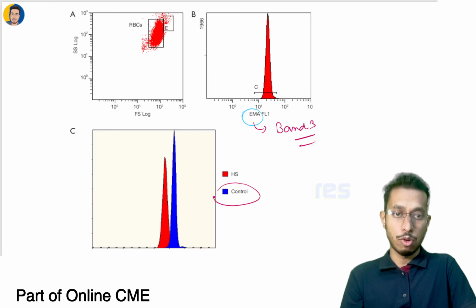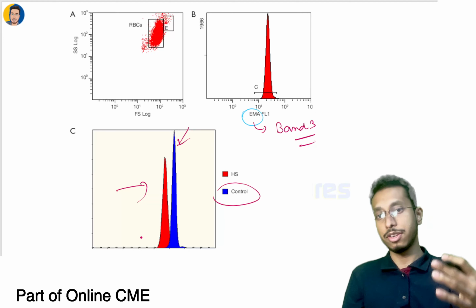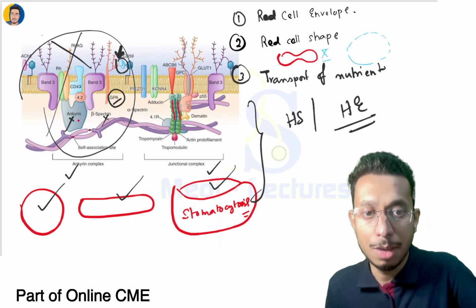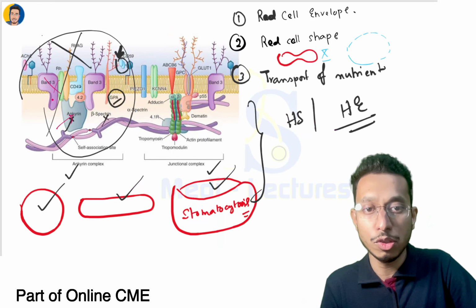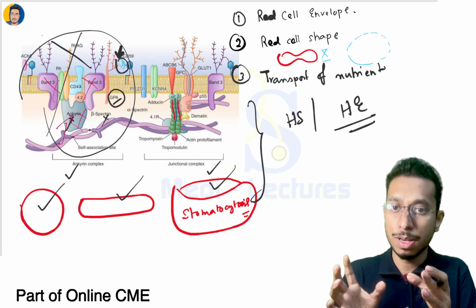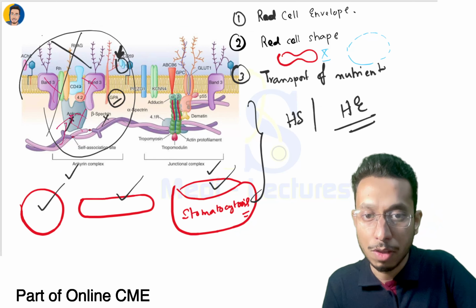So as you can see, this control is the normal healthy population, and this is the hereditary spherocytosis patient in which band 3 level will be low. Why will band 3 level be low? It doesn't matter where the mutation lies. Even if the mutation is elsewhere, all of this complex will be hampered, and as the complex is hampered, band 3 in the circulation will also be low in hereditary spherocytosis.